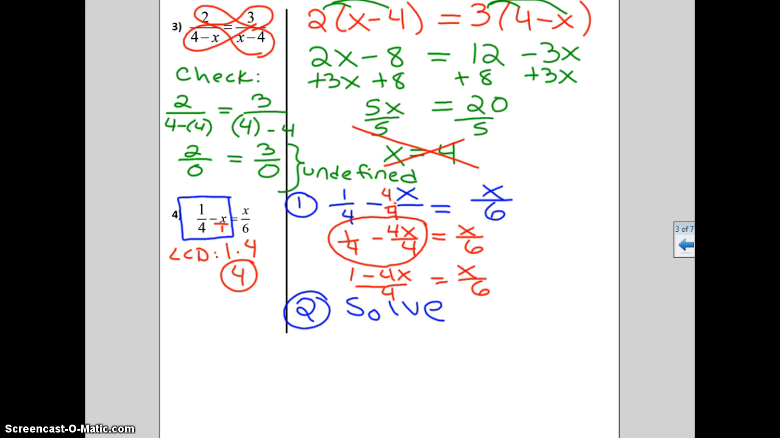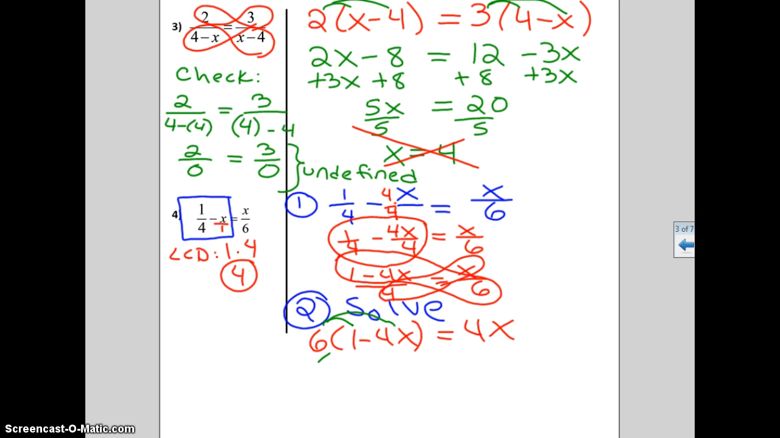Okay? So when we solve, again, we take the cross products. So I'm going to take 6 times 1 minus 4x, and I'm going to take 4 times x. And now I'm ready just to solve like normal. So I'm going to pick up my green, and I'll distribute. 6 minus 24x equals 4x, and I can solve for x by adding 24x to both sides. I get 28x equals 6.